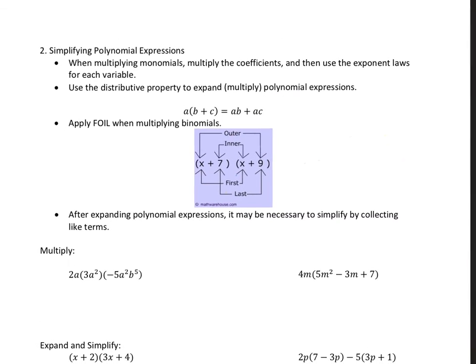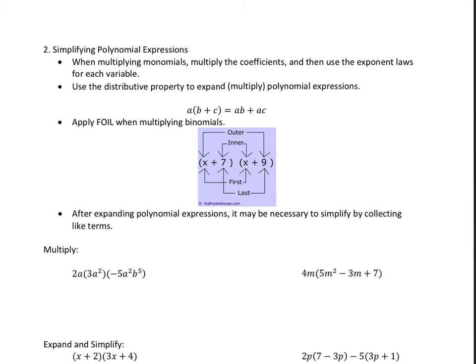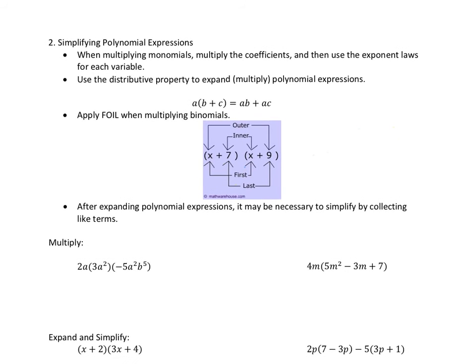Okay, we are going to review how we simplify these polynomial expressions, just so we know the rules involved. So when we're simplifying polynomial expressions and multiplying a monomial, we want to make sure we multiply the coefficients, and then don't forget to use those exponent laws when we deal with the exponents on each variable. We're going to use the distributive property to expand or multiply those polynomial expressions.